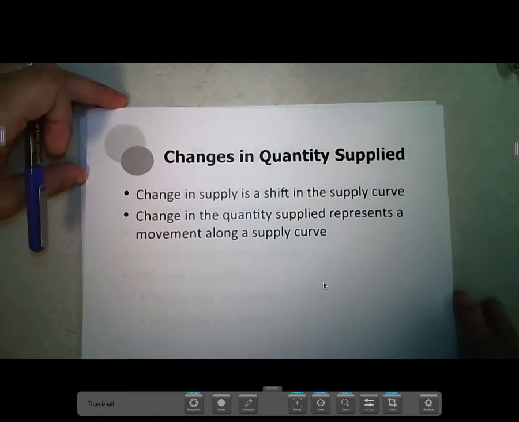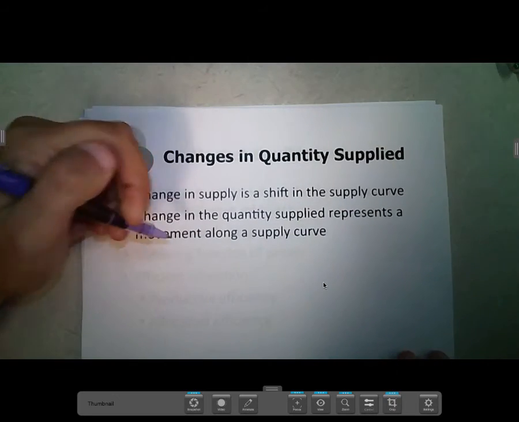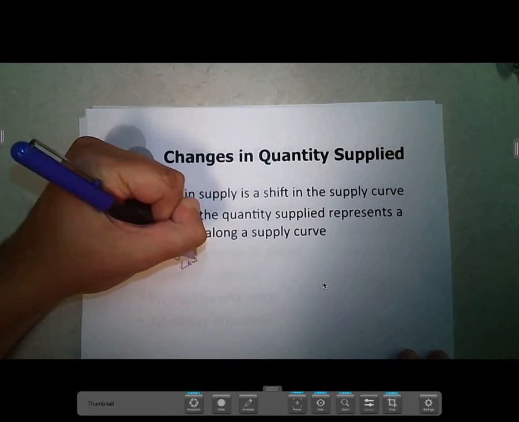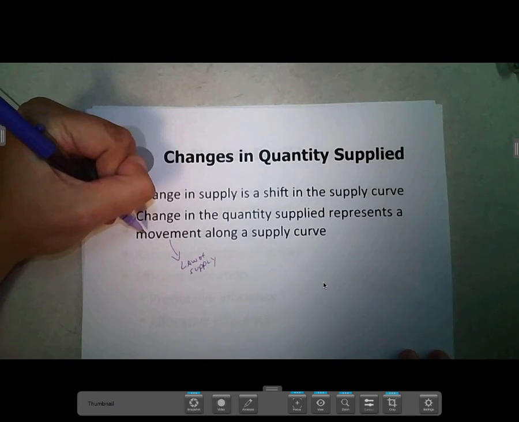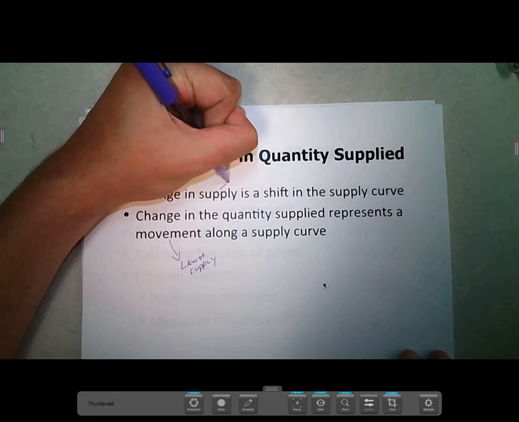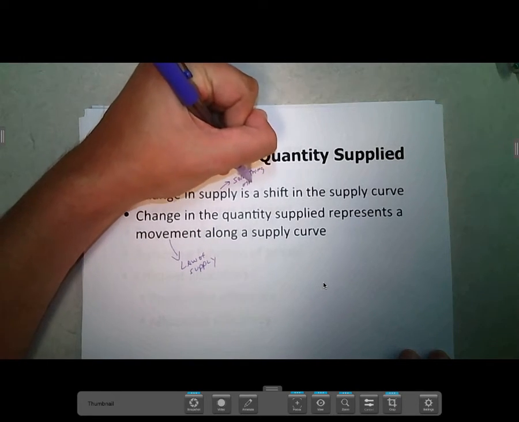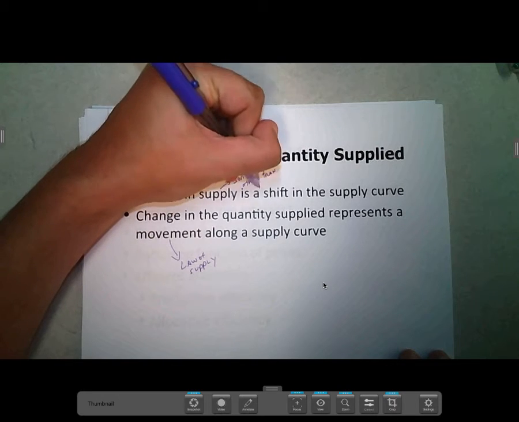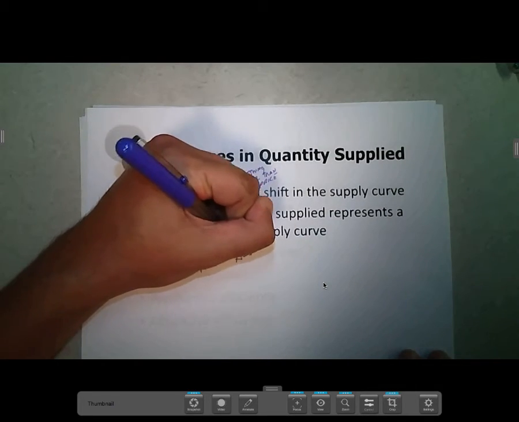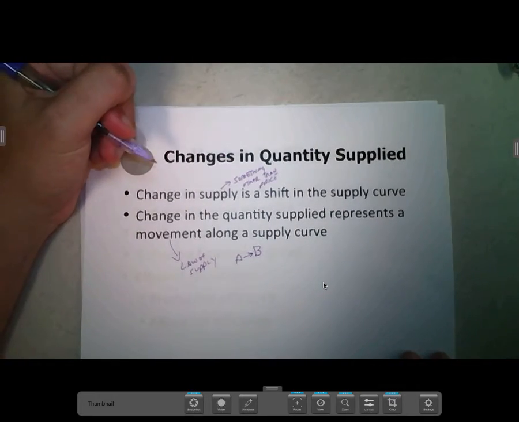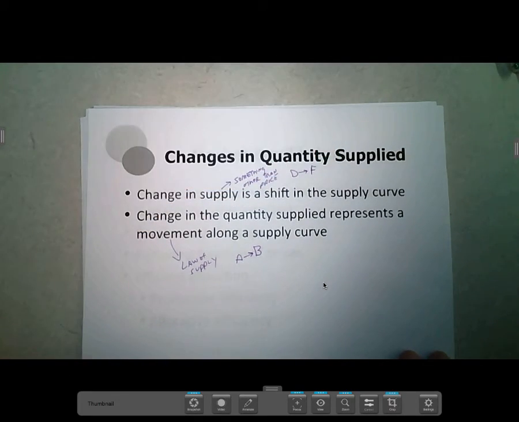If this slide makes perfect sense to you, you've now understood the difference between what I'm saying here. This is my law of supply. This is my movement along the supply curve. Here is my shift. Something other than the price. Law of supply, that's explaining, for instance, my movement from A to B. This here is my shift from D to F.